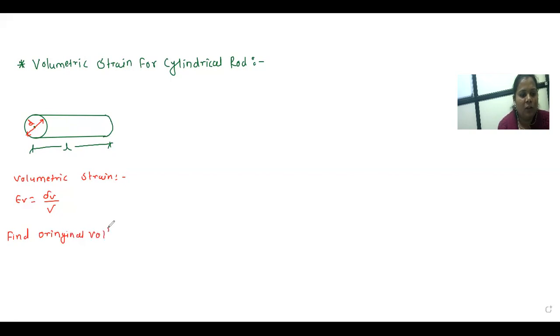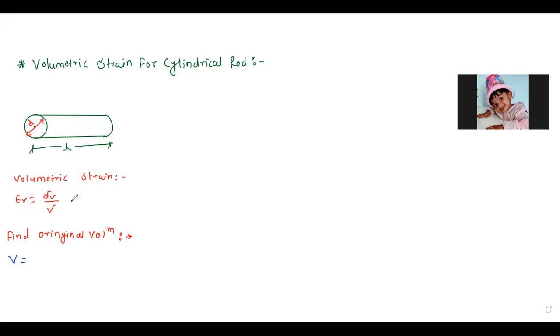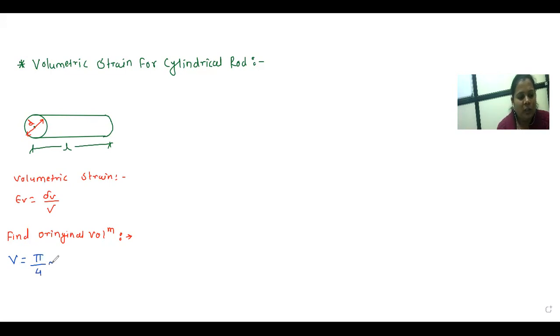Now you tell me how to find out volume of cylindrical rod. Okay, before that you tell me how to find out area of the cylindrical rod. Yes, pi by 4 into d square. So the area is equal to pi by 4 into d square, and you have to find out volume. So whenever you multiply by this L, you will get volume. So volume is equal to pi by 4 into d square into L. So this is the original volume.